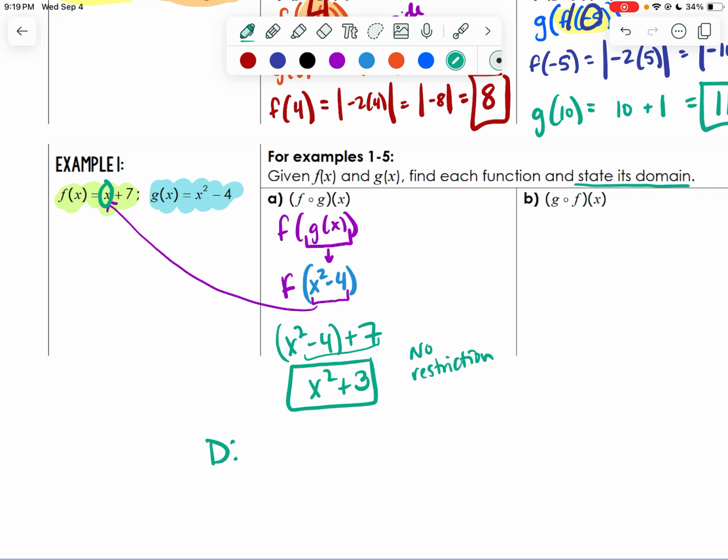If you think about that, it's actually a parabola that just goes up forever. So it goes left and right. So if there's no restrictions, then your domain is just negative infinity to infinity. There's nothing that would break it.